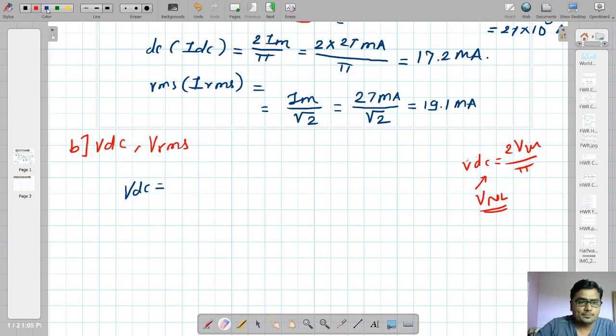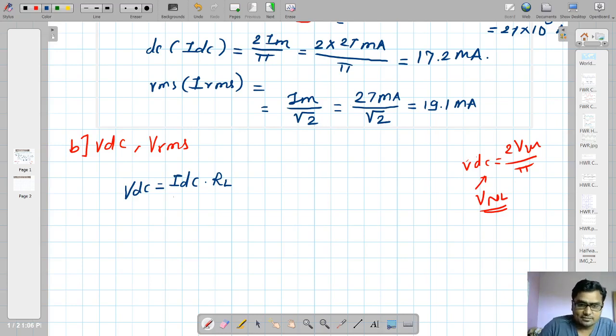Let me use a blue pen. If something is special or important, I'll use another pen. So it is IDC multiplied by the value of the load resistor. I'm writing RL only, not RS plus RF plus RL. Why? Because that is the complete resistance, and here I don't want the complete resistance. What I want is only the resistance across which the output voltage is generated. So it is IDC multiplied by RL.